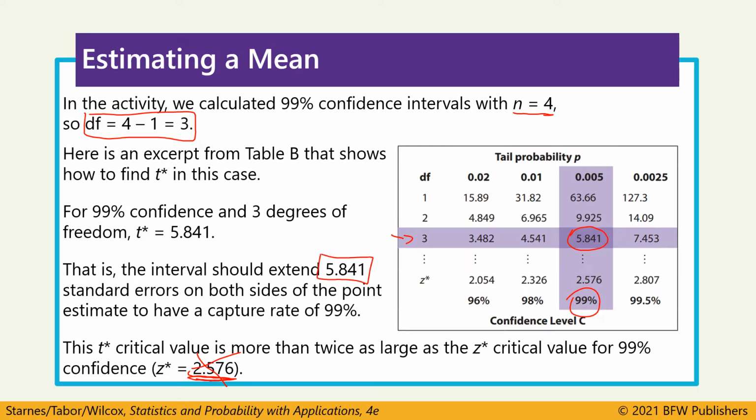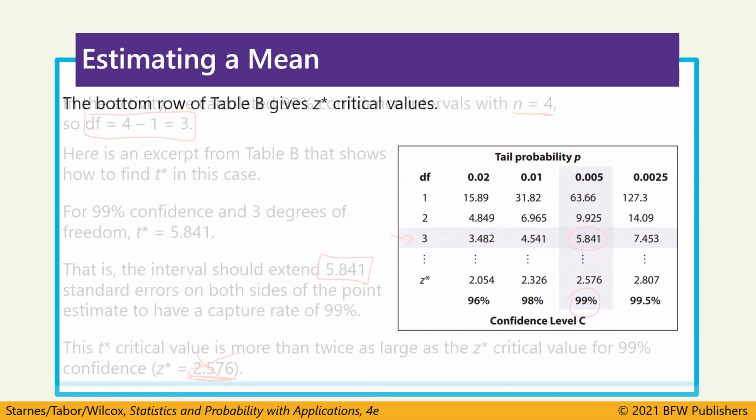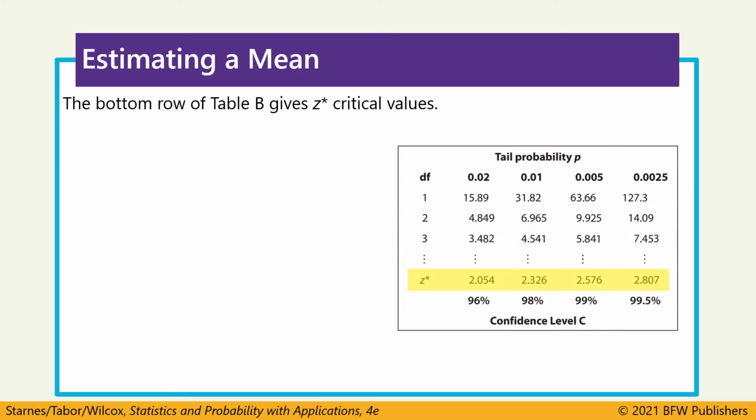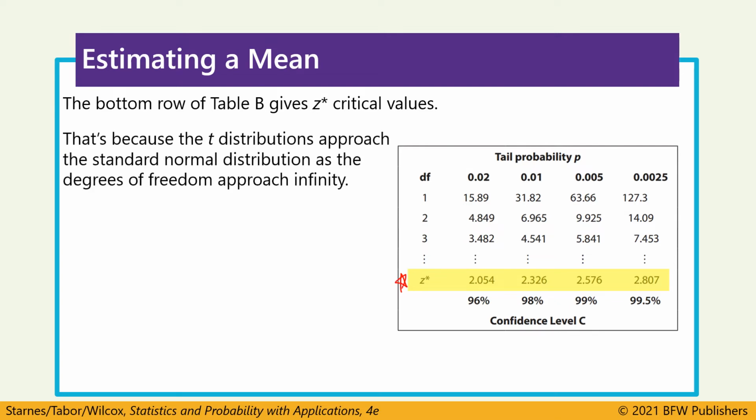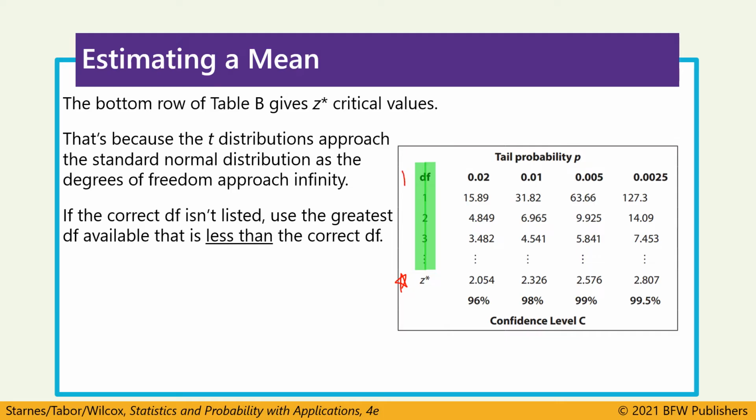Okay, t-scores are a lot larger for smaller sample sizes, which means we're moving out more standard errors when we calculate our margin of error. If you look at the bottom of either this table on the screen or the one that I printed out for you, you're going to see a row that has the z-scores for each of those confidence levels. And that's because as the sample size increases and the degrees of freedom increases, our t-distribution looks more and more like a normal distribution.